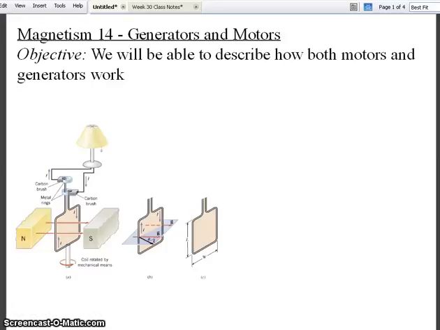Good morning, class, and welcome to this lesson on Magnetism 14, generators and motors. Today, we will be able to describe how both motors and generators work.